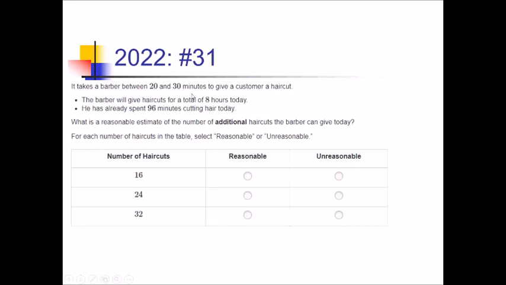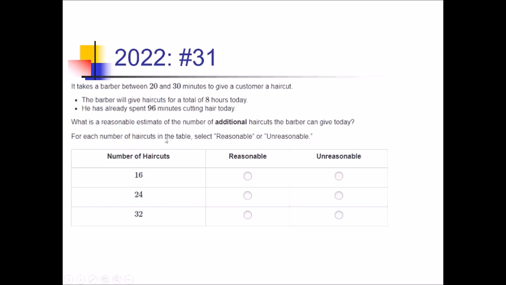On this problem, we have a barber taking between 20 to 30 minutes to give a customer a haircut, and the barber is going to give haircuts for 8 hours today and has already spent 96 minutes cutting hair. Not that anyone's really keeping track. We want a reasonable estimate for the number of additional haircuts the barber can give on top of what's already happened, which we have no idea how many it actually was.